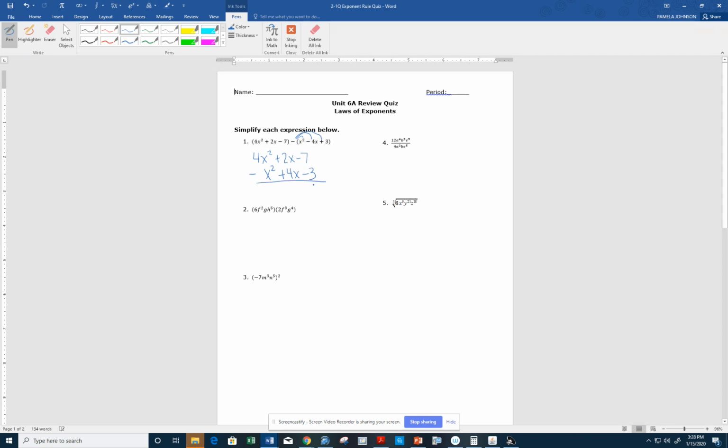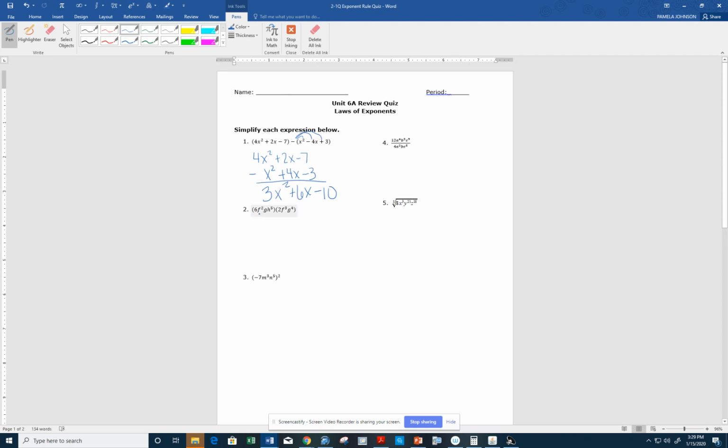So when we combine our like terms, 4x squared minus x squared is 3x squared. 2x plus 4x is a positive 6x. And negative 7 minus 3 is a negative 10. So 3x squared plus 6x minus 10 is that answer.